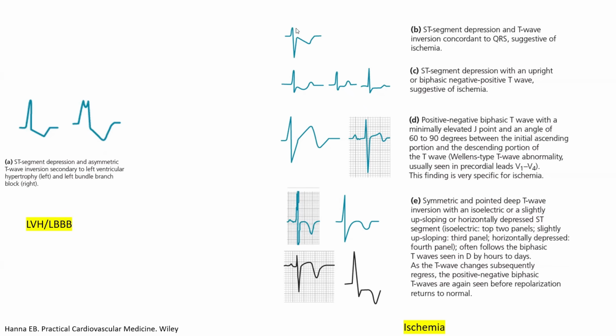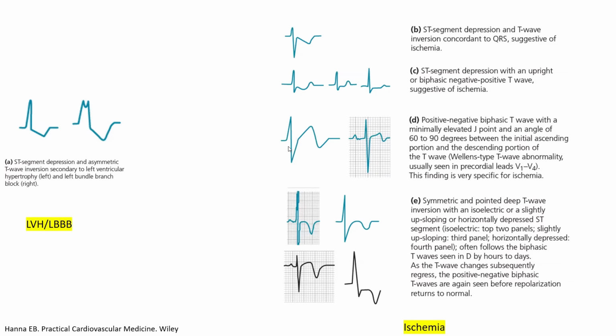You have negative QRS and negative STT, so that we call the concordant changes. Or you have discordance between the ST and the T. So you have ST depression with an upright T. That's concerning for ischemia. Or you have ST elevation with a negative T. That's concerning for ischemia. It would be STEMI in the case of course, ST elevation with negative T. And this is the Wellens morphology here.